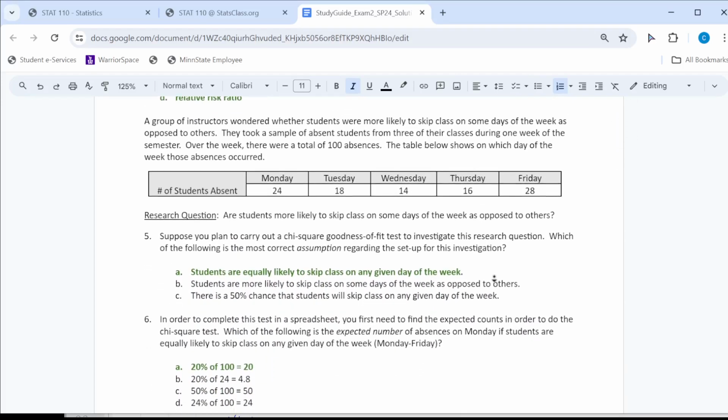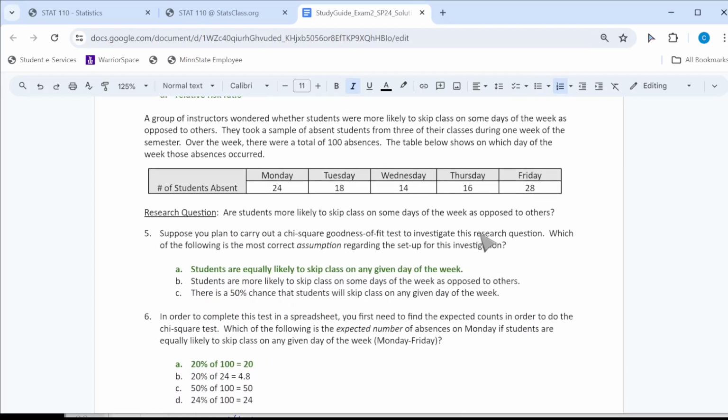Okay, here's a question out of chapter 3 is where this is coming from. Here's data for attendance, or number of absences, across the days of the week. And we're asking, are students more likely to be skipping on certain days compared to others?